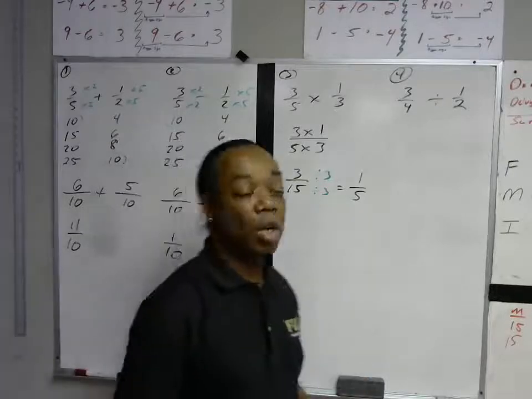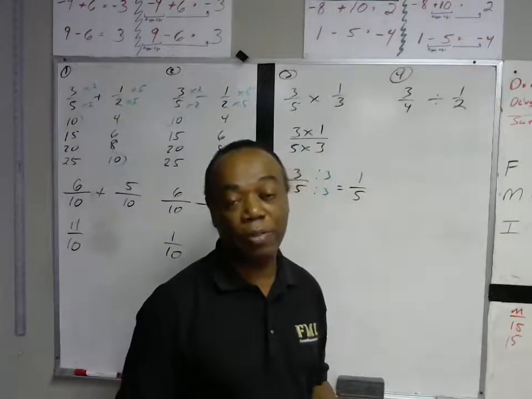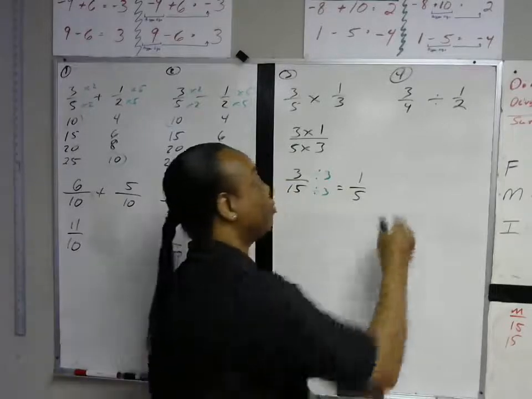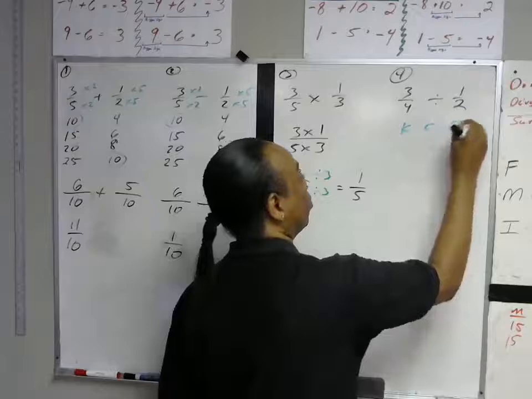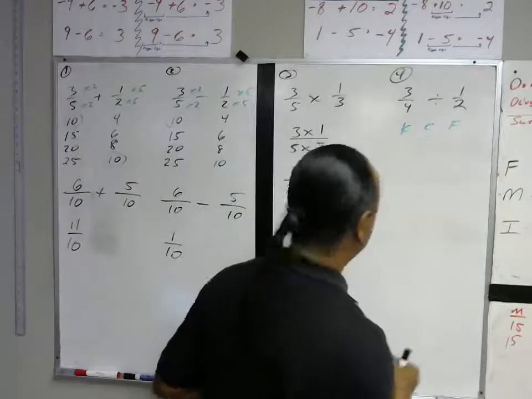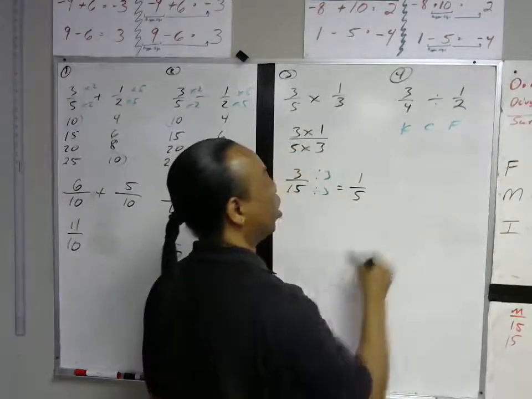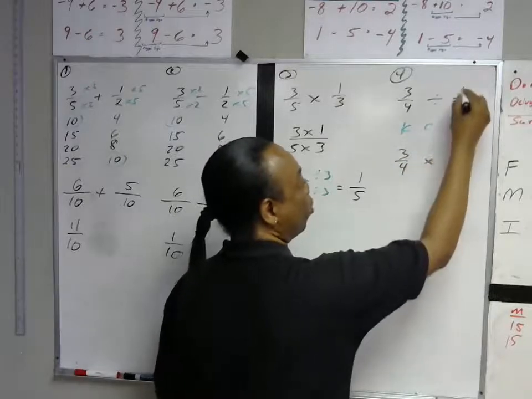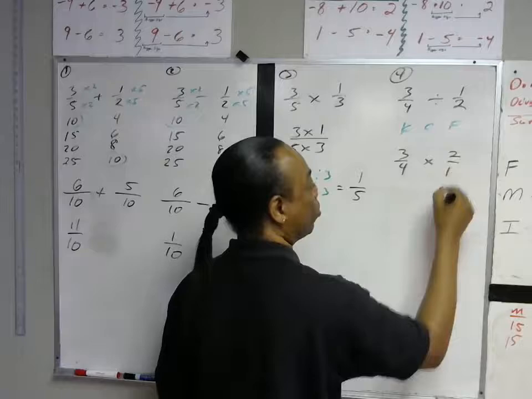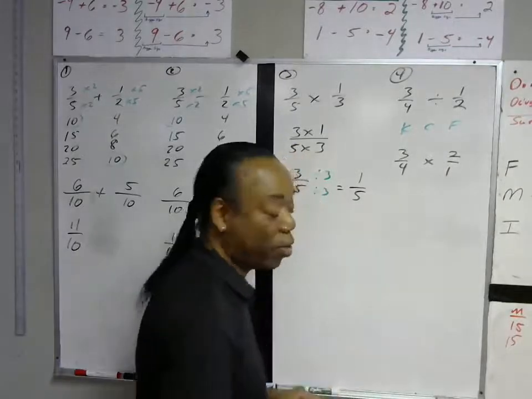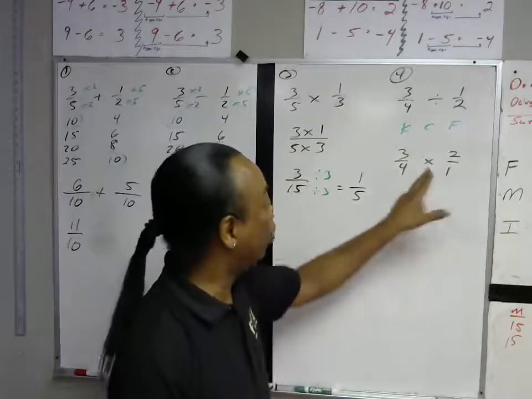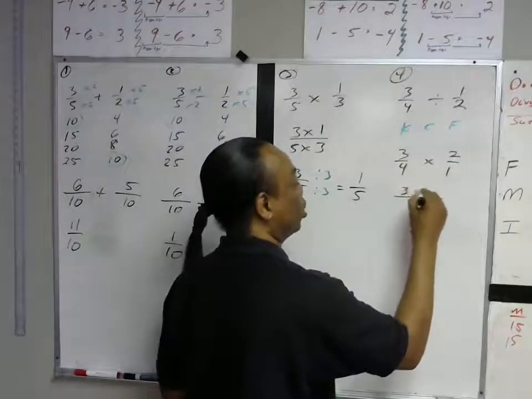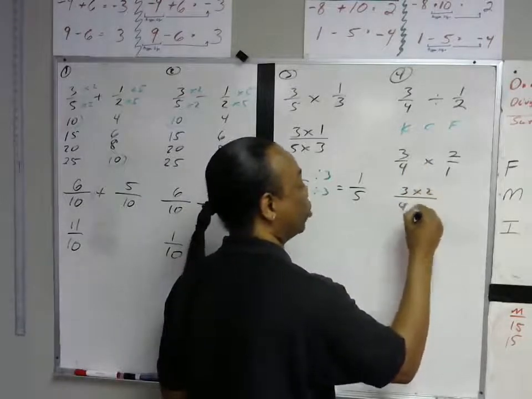Okay. Number 4, the division of fractions. We're going to convert this by using our keep, change, flip. As a result, we're going to get 3/4 remains. Division becomes multiplication, and the 1 over 2 becomes 2 over 1. Now we can combine all this into one fraction because now we're doing multiplication. So this will be 3 times 2 and 4 times 1.